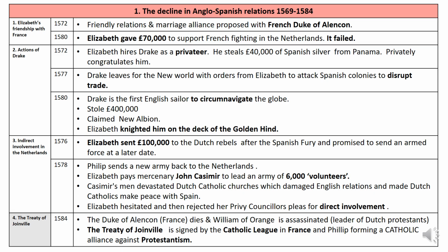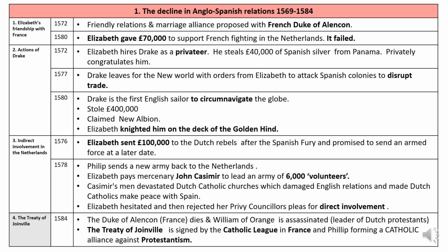Elizabeth, remember at this time, does not want to directly get involved in any conflict with Spain in the Netherlands. She recognises Philip II's claim to the Netherlands. She just wishes that he would leave and allow the Netherlands to govern themselves as they had previously been doing. So, she doesn't want to get sucked into a direct fight. Wars are expensive. She doesn't have a close by alliance. So instead she uses other methods such as indirect fighting. She pays the French Duke £70,000 to support them in fighting the Spanish in the Netherlands. This does not work. It fails.